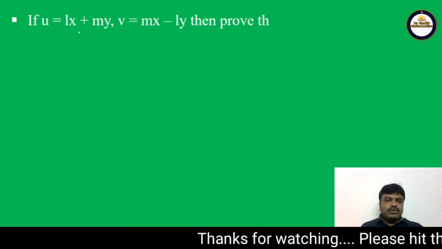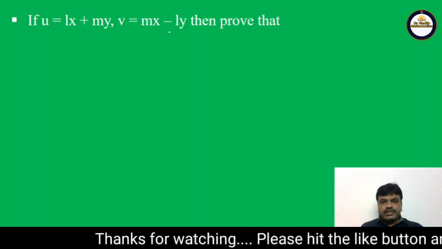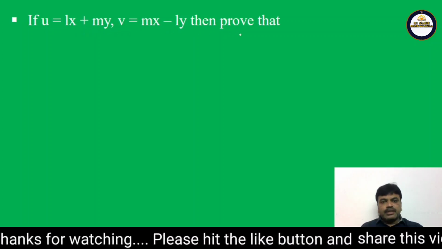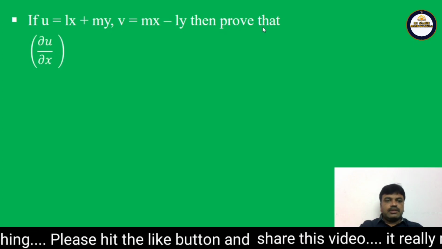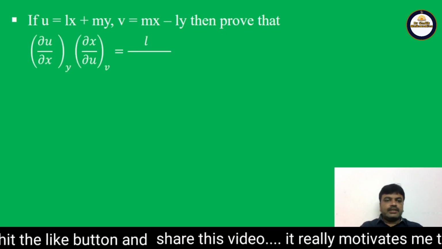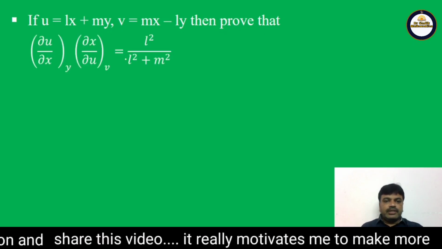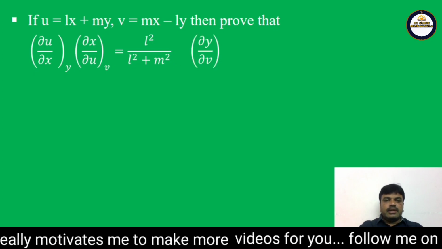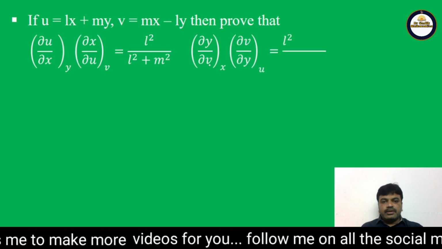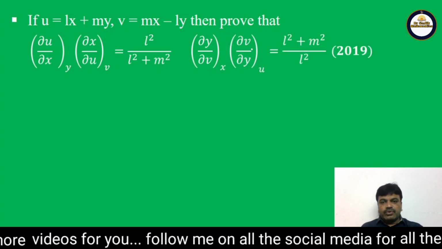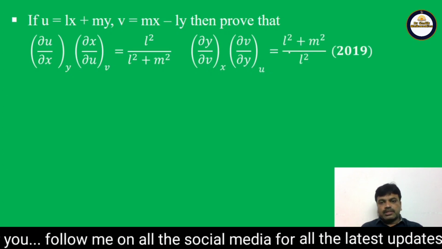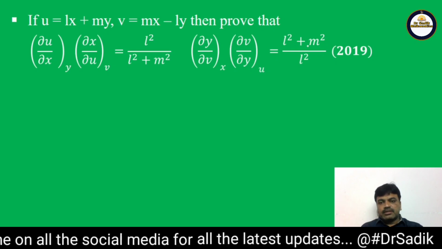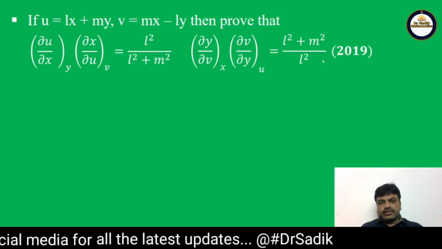If u is equal to Lx plus my, v is equal to mx minus ly, then prove that (∂u/∂x) at y times (∂x/∂u) at v is equal to L² by L² plus m², and (∂y/∂v) at x times (∂v/∂y) at u is equal to L² plus m² by L².